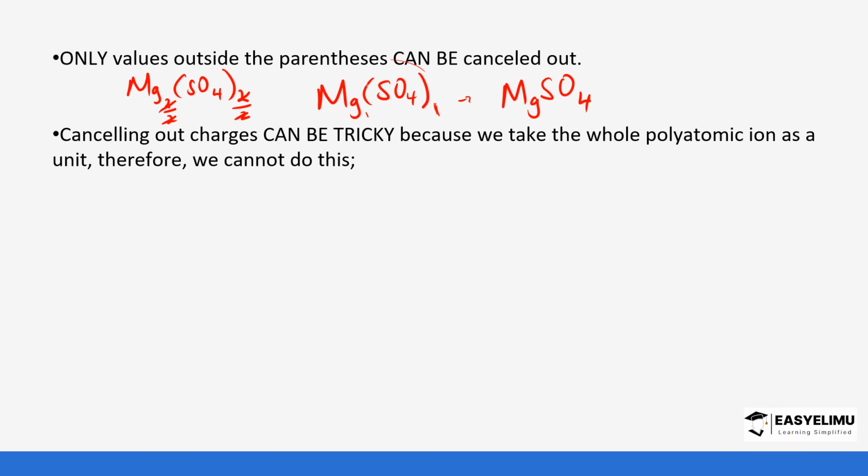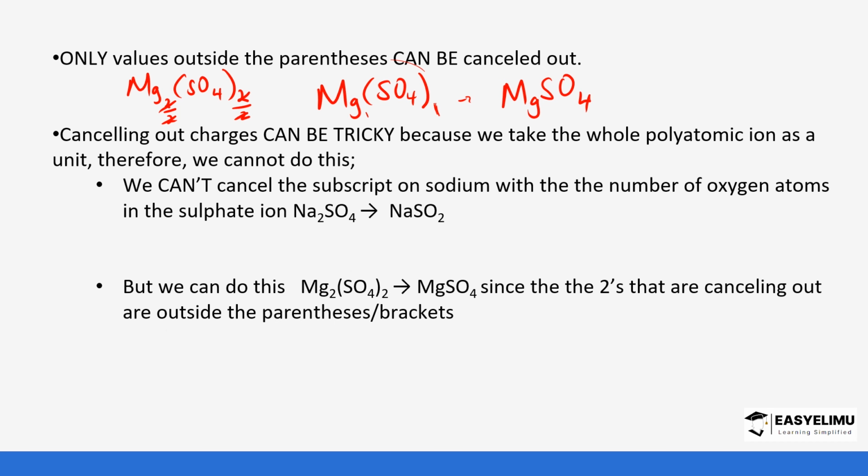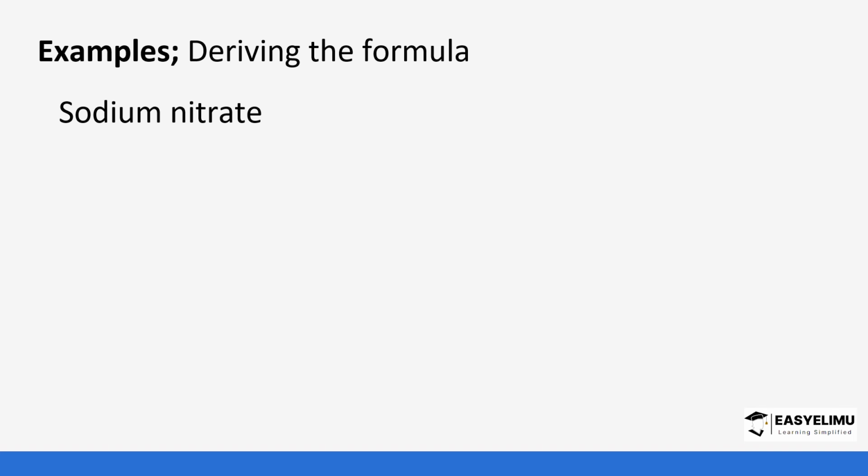But there are some cases where cancelling out may not be required. We are going to see an example of that later on. So let's do some examples so that we can see what we are talking about. So we'll start with sodium nitrate. So we are starting with the compounds that have valencies that can cancel out, and then we go to the ones that cannot cancel out.